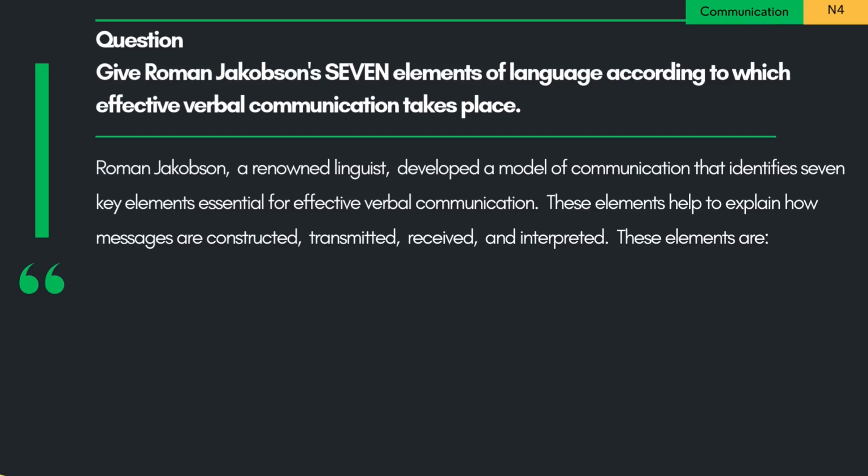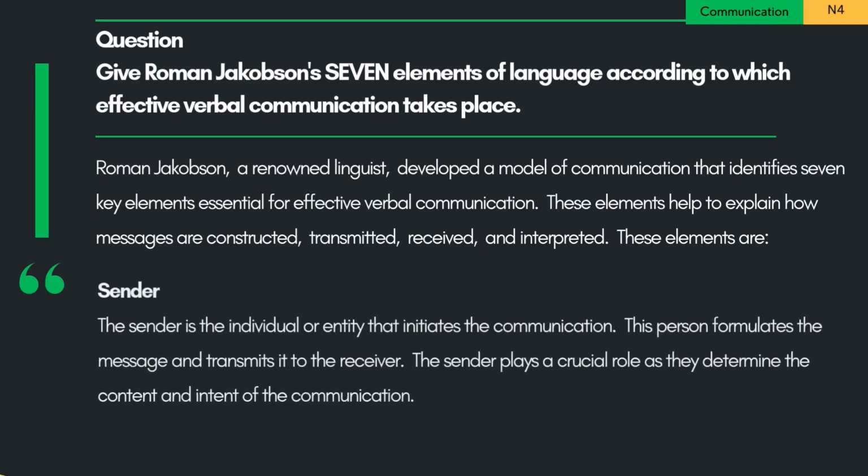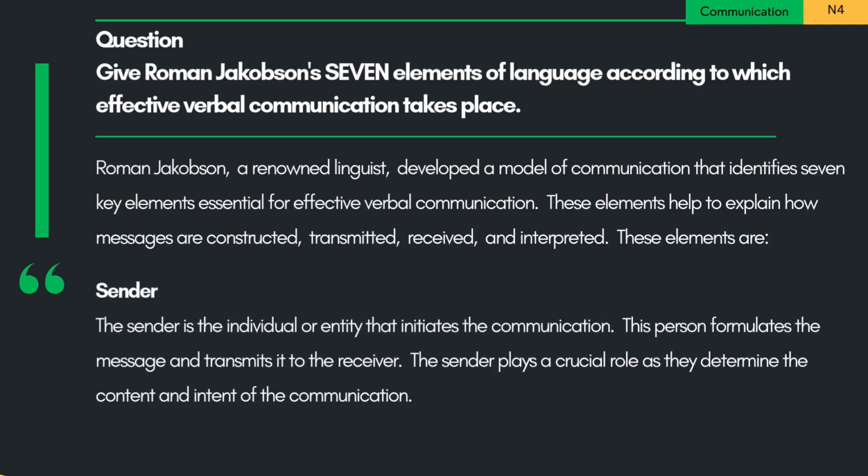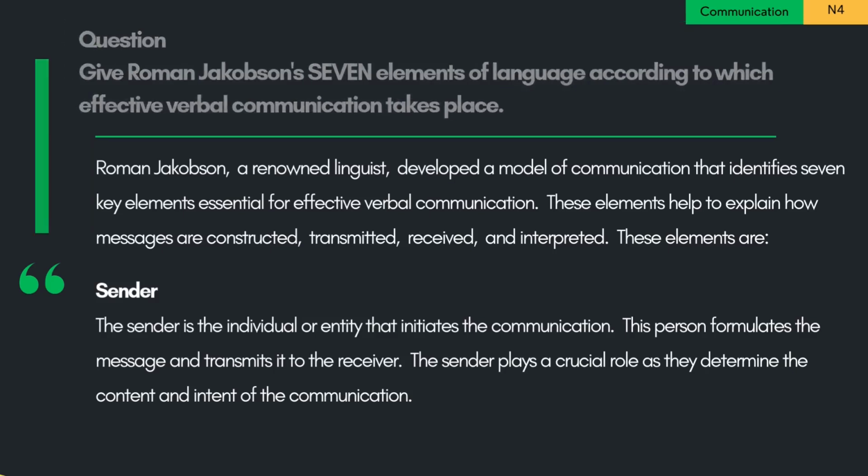These elements are: 1. Sender. The sender is the individual or entity that initiates the communication. This person formulates the message and transmits it to the receiver. The sender plays a crucial role as they determine the content and intent of the communication.